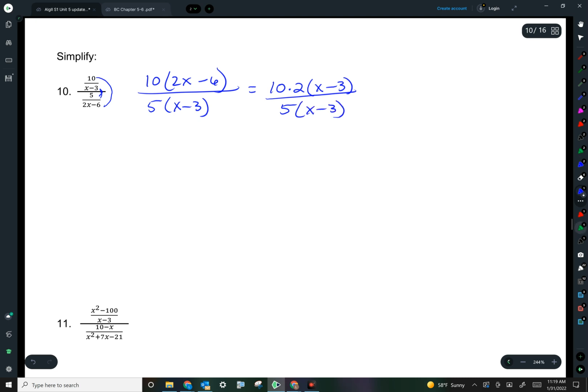And so now I can cancel, like we talked about, the x minus 3's. If I want, I could multiply 10 times 2 and get 20, and then cancel. But I could just cancel right now and say 5 goes into 10 2 times. And so all I have left on top, 2 times 2 is 4. On the bottom, if there's nothing there, it's like having a 1, and so my answer is just 4.